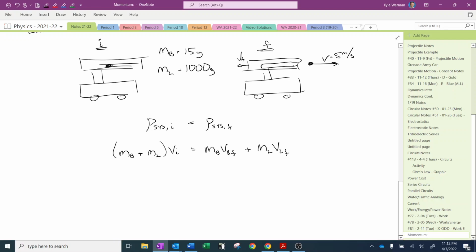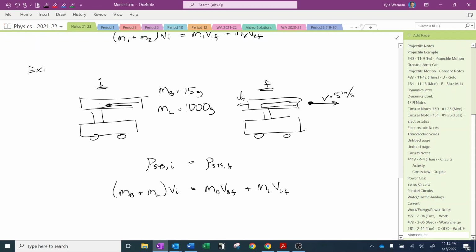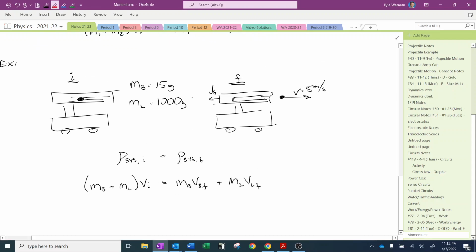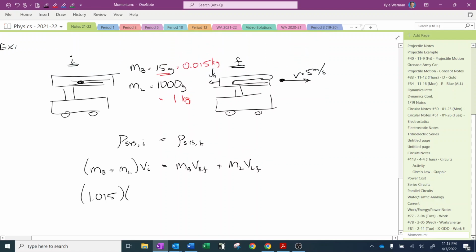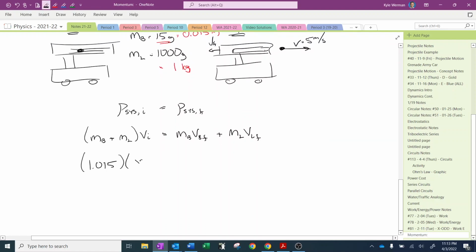And we can simply sub in the values here. Now, be careful because 15 grams, we're going to want to make sure we put that in kilograms, 0.015 kilograms. And 1,000 grams is just 1 kilogram. Right? We always want to be meters, kilograms, and seconds. But I can plug in the values I know. So if I add 0.015 to 1, I get 1.015 kilograms of mass. Well, it's not moving when you fire it, so I get to put a 0 right here, 0 meters per second.